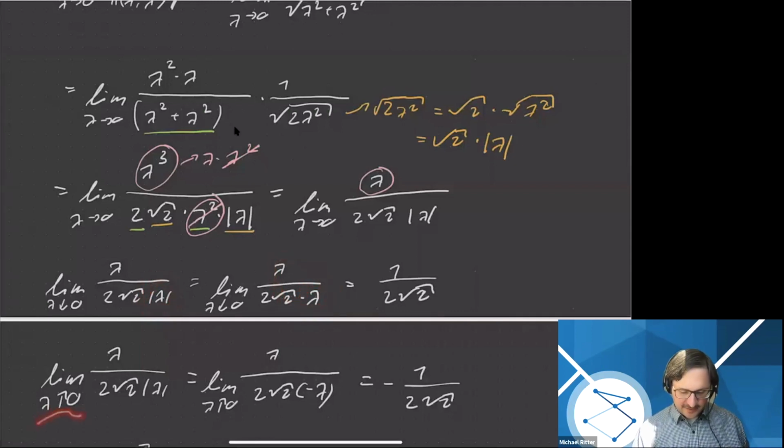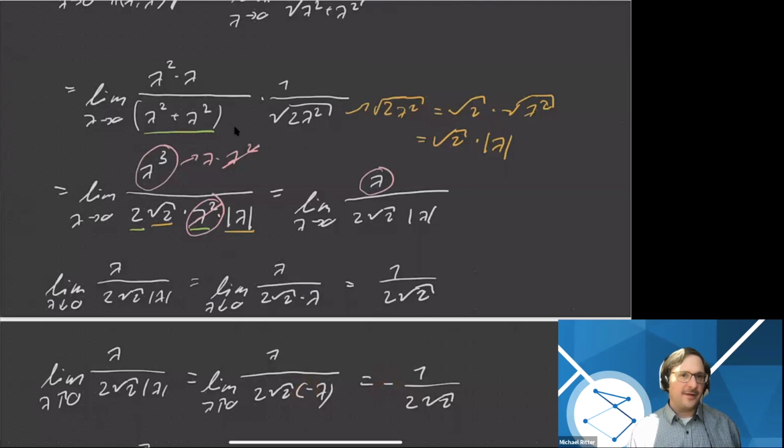In that case, I know that lambda is negative. So that means the absolute value of lambda is the same as minus lambda. And again, I can now cancel those lambdas here. I'm left with a minus sign, this one here.